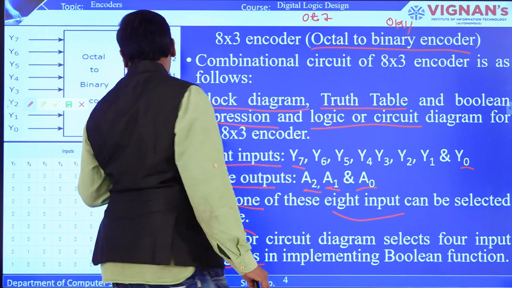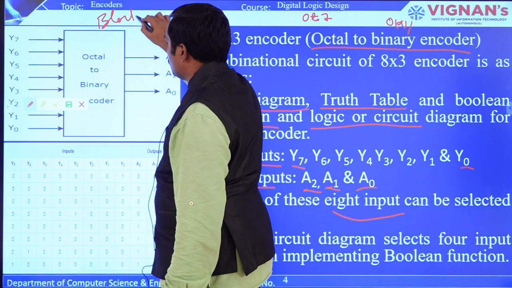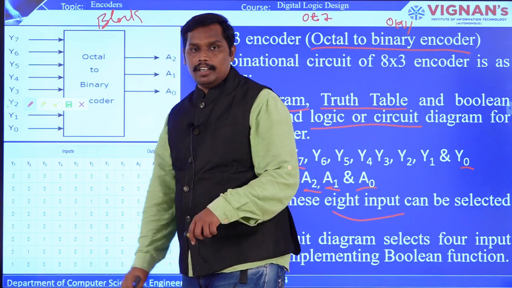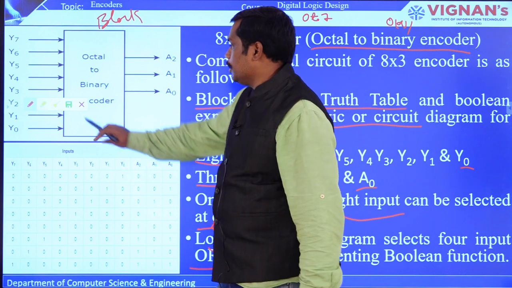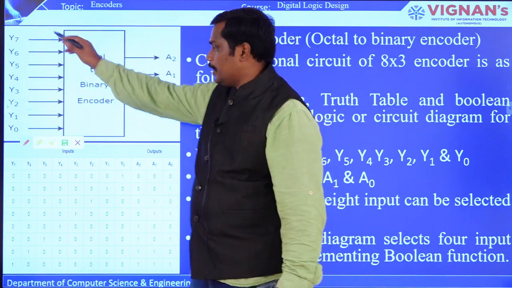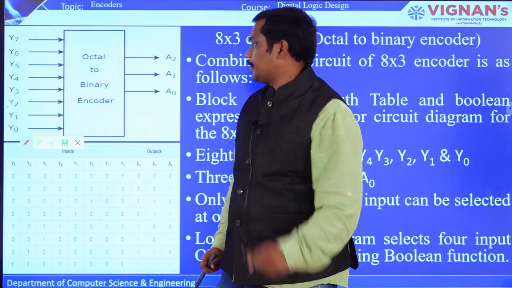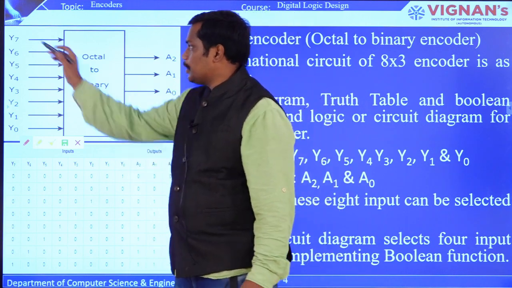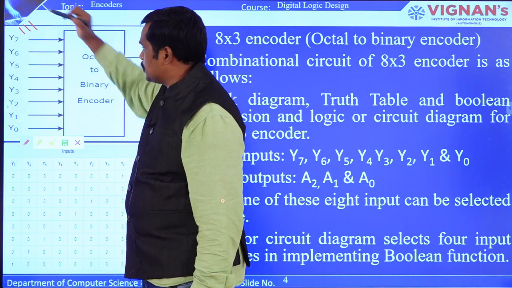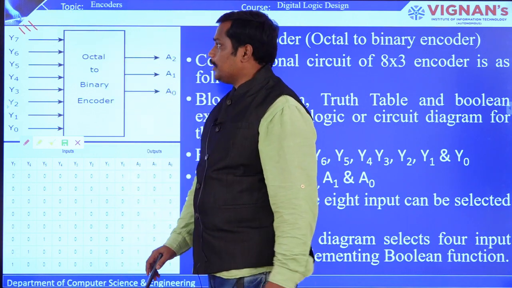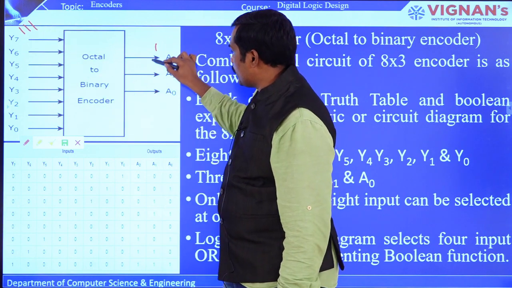Now coming to the block diagram. In this block diagram, you can see the octal to binary, which is the 8x3 encoder. In this encoder, 8 inputs are there, of which only one input can be activated at any moment of time. For example, consider Y7: the general representation is 111 in octal form, and if you want to make that active, then the output must be 111.